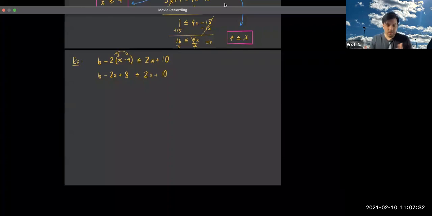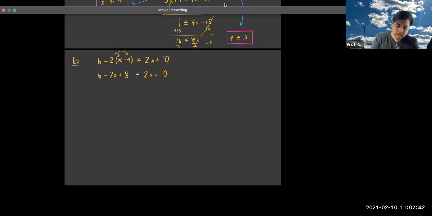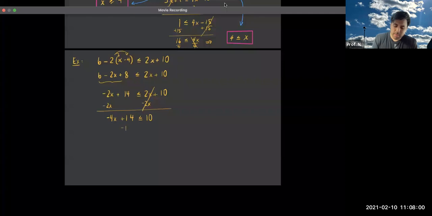So now you have the decision. You can make all the x's on the left side or all the x's on the right side. I prefer moving all the x's on the left side first. That's what I prefer to do. So then I can combine like terms here and I get negative 2x plus 14 is less than or equal to 2x plus 10. Subtract by 2x, subtract by 2x. And I get negative 2x minus 2x is negative 4x plus 14 is less than or equal to 10. Subtract by 14, subtract by 14. And I get negative 4x is less than or equal to negative 4.